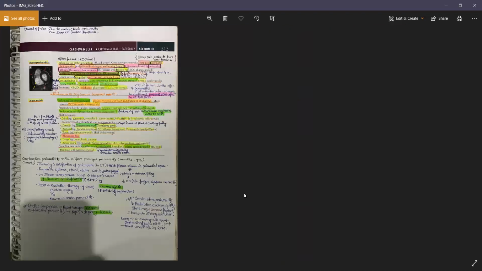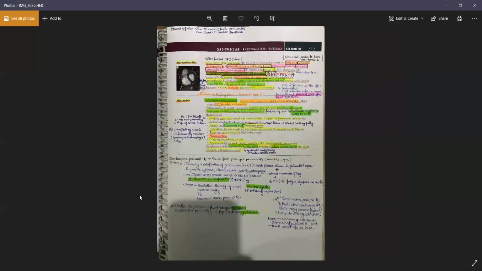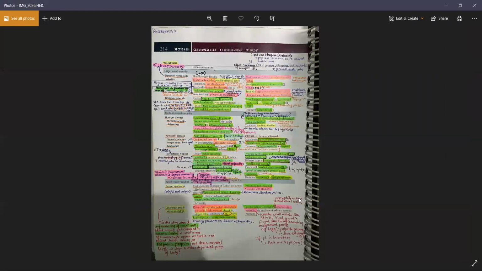And please remember, Kussmaul sign is not seen in cardiac tamponade. Jugular vein distension is seen in cardiac tamponade, right? But in case of constrictive pericarditis and restrictive heart disease, you will see the Kussmaul sign along with the jugular vein distension. Okay, very important.